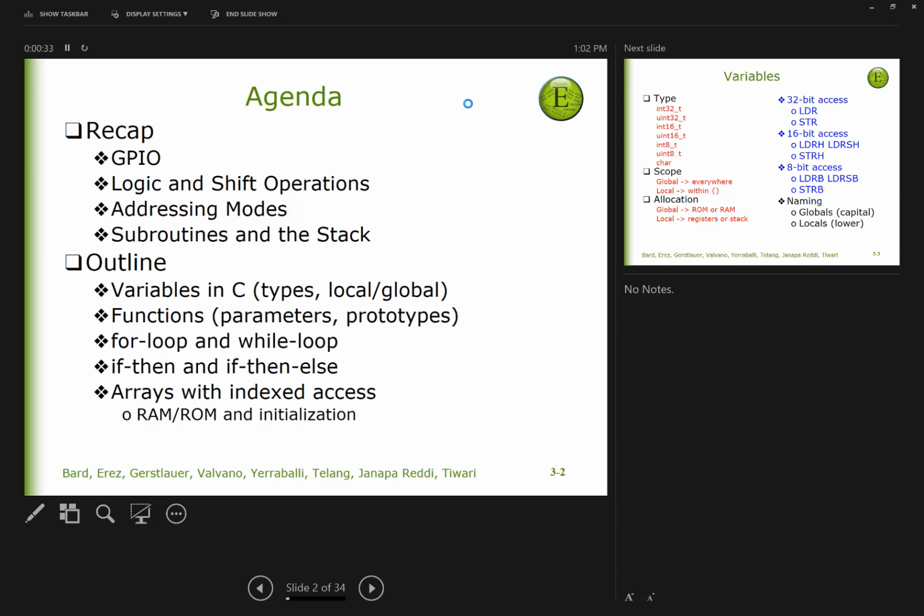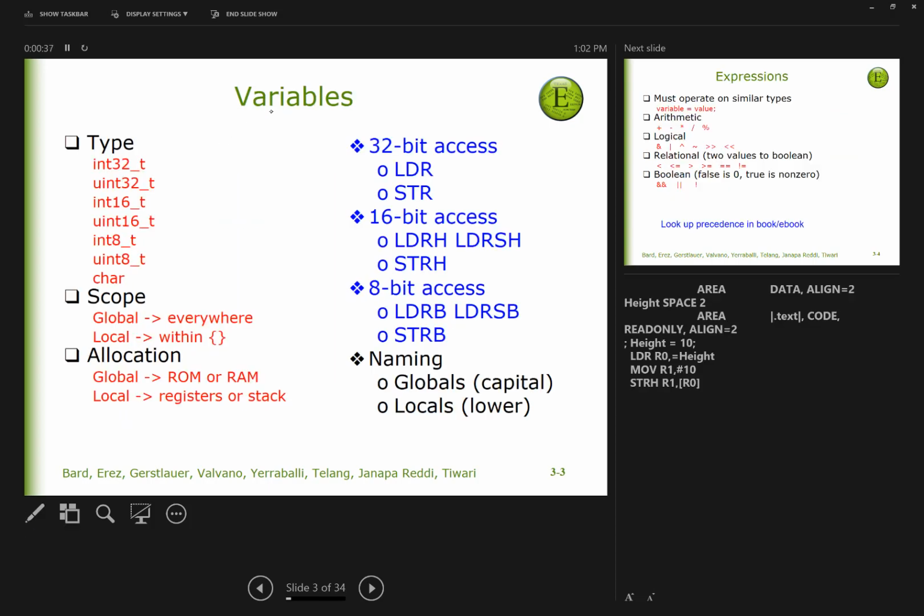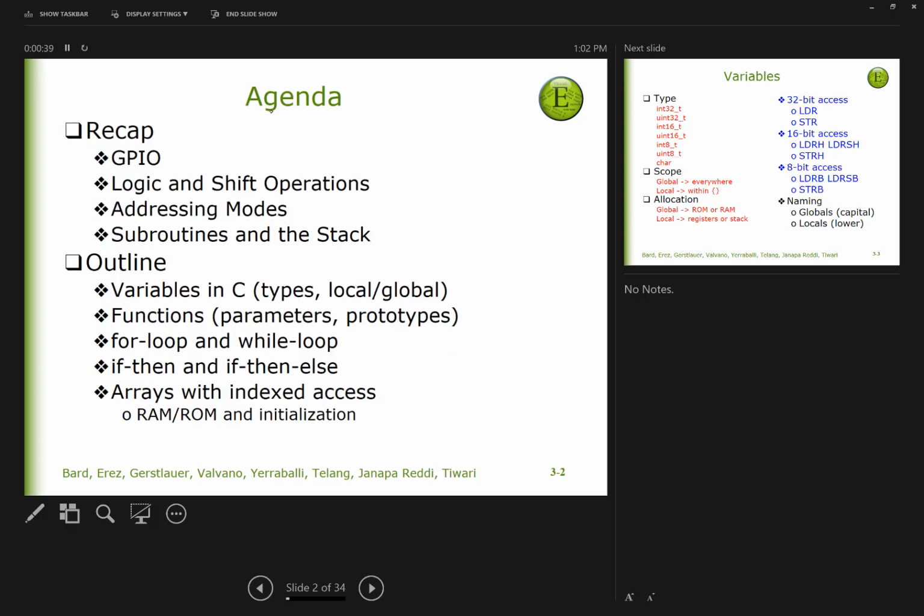We talked about direction registers. We talked about registers. We talked about accessing memory. We called functions in assembly language. Now we're going to do them in C.